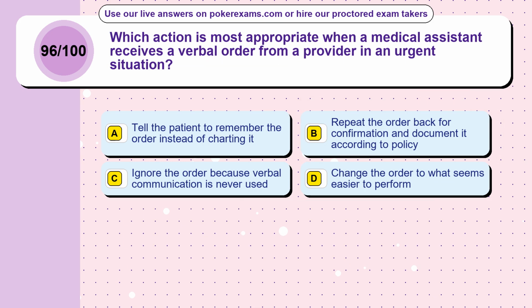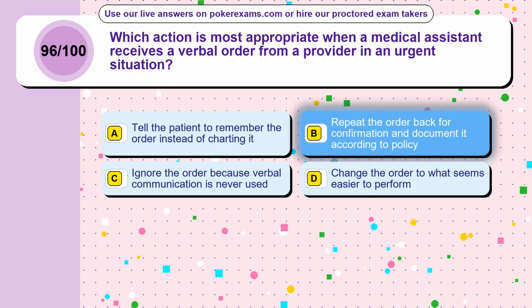Question 96. Which action is most appropriate when a medical assistant receives a verbal order from a provider in an urgent situation? Option A. Tell the patient to remember the order instead of charting it. Option B. Repeat the order back for confirmation and document it according to policy. Option C. Ignore the order because verbal communication is never used. Option D. Change the order to what seems easier to perform. The correct answer is option B.